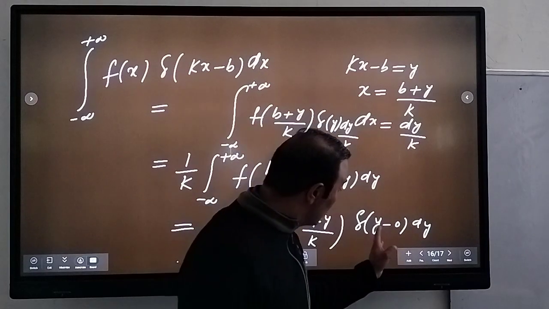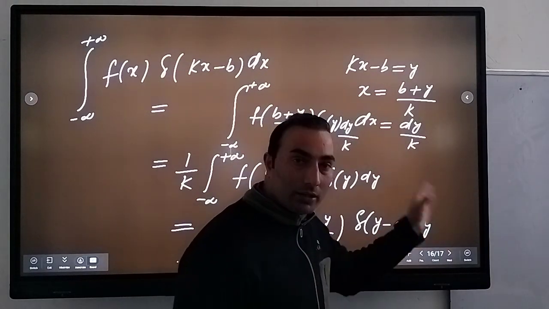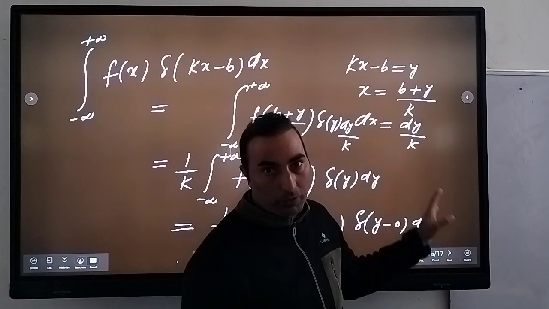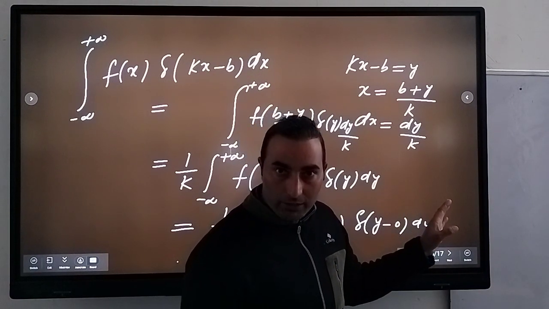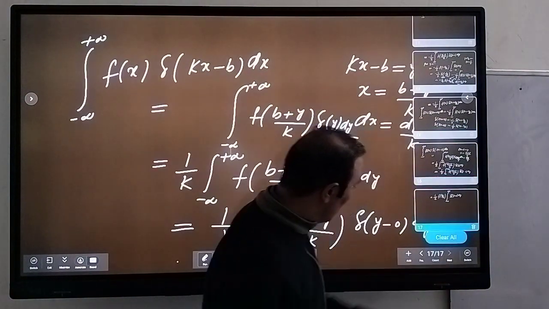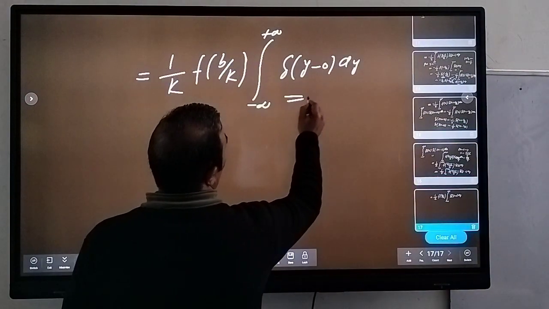So that means when I take y as 0, at that time the value of this integral will be 1. So the area under that curve will be equal to 1, from the property of that Dirac delta function. Okay, so what I'm doing? So that means this integral should be equal to 1.